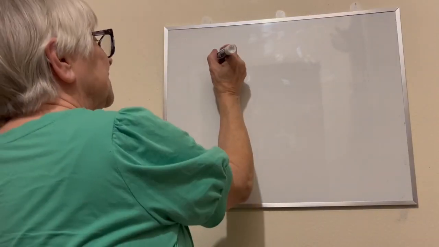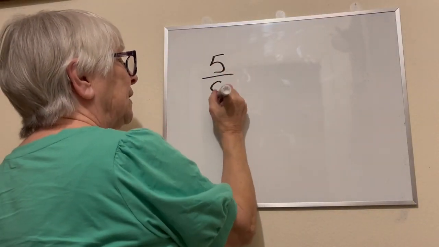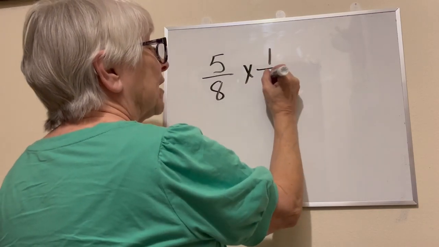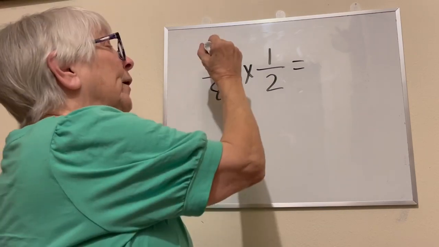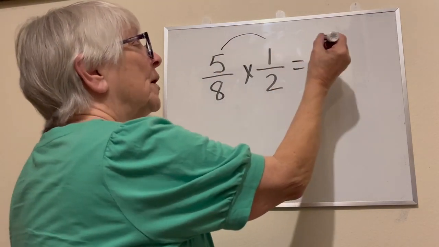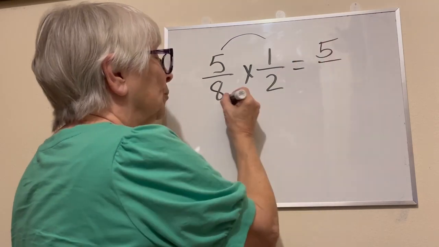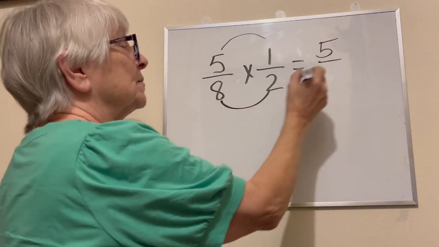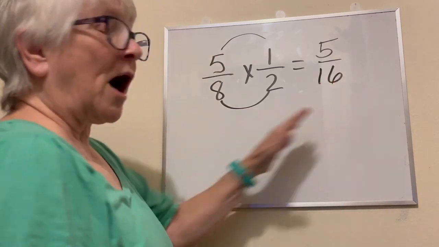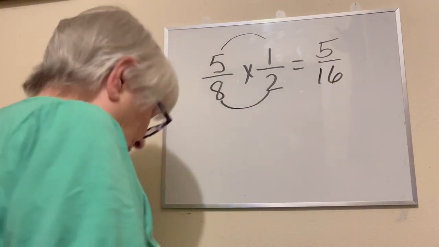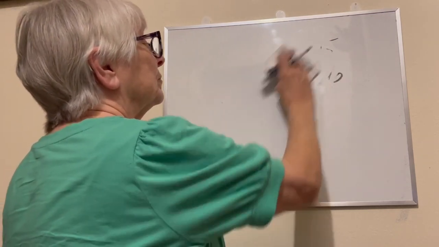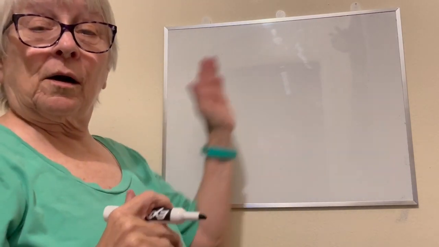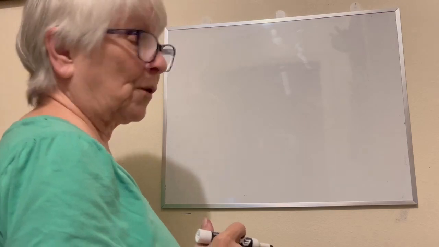Let's try 5/8 times 1/2. 5 out of 8 times 1 out of 2. Multiply the numerators. 5 times 1 is 5. Multiply the denominators. 8 times 2, 16. 5/16 is the answer. And we're done. Yay. All the ones I'm doing here at the beginning have the answer in lowest terms. Okay?